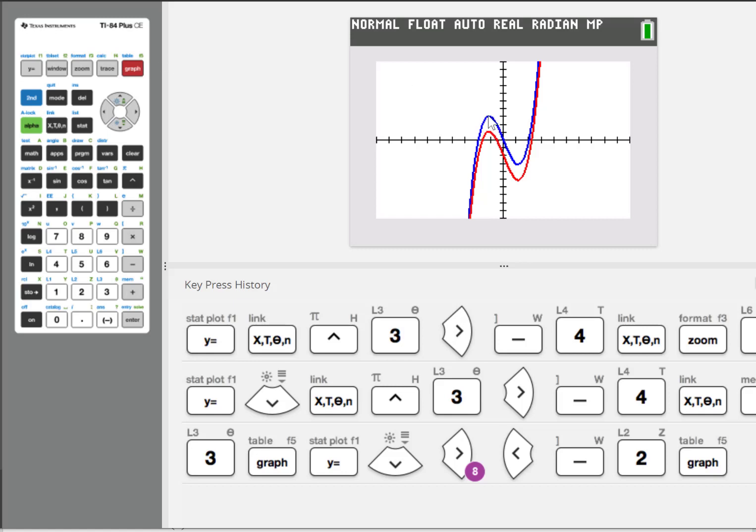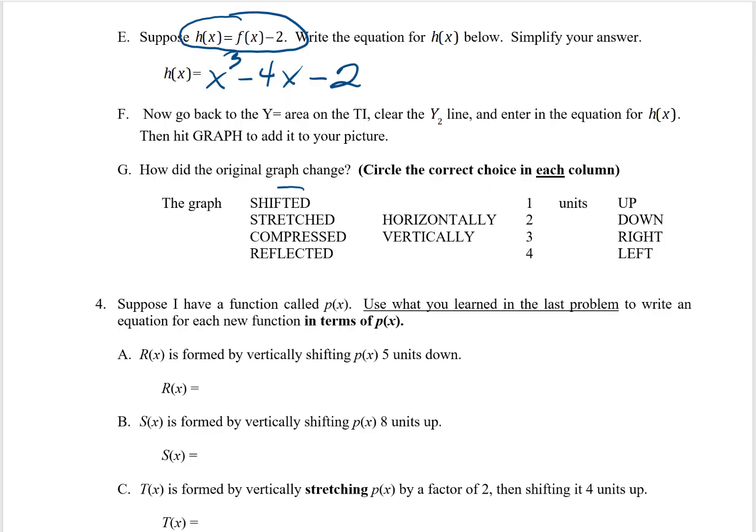That high spot at 3 is now down at 1. The low spot at negative 3 is now down at negative 5. All the points have been shifted down 2 units. So we'll say shifted vertically 2 units down.